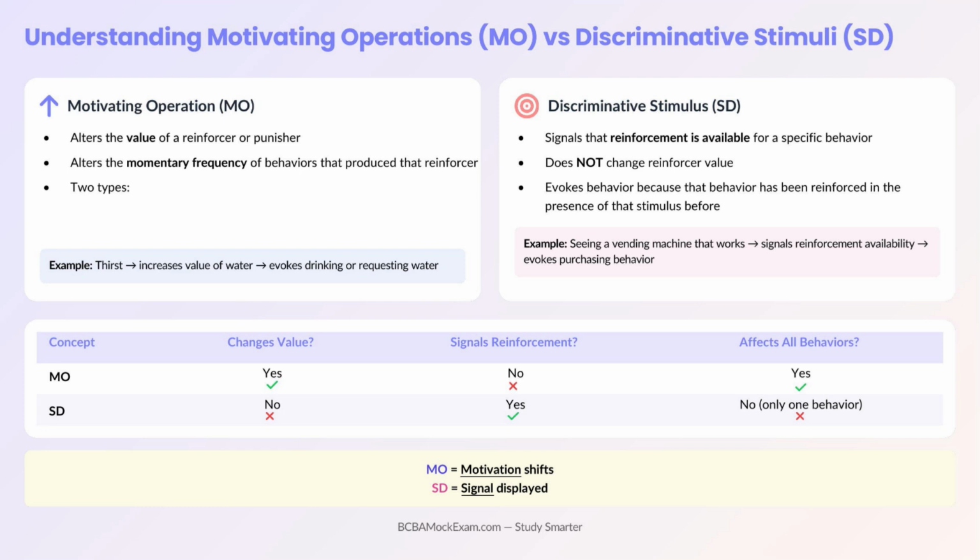Instead of changing value, they signal that reinforcement is available for a specific behavior. They evoke that behavior because it has been reinforced in that particular context in the past. A working vending machine is a good example because it tells you that inserting money will lead to a soda. So while MOs change motivation and can affect many different behaviors at once, SDs act as signals that a specific behavior will be reinforced based on its history in that setting.